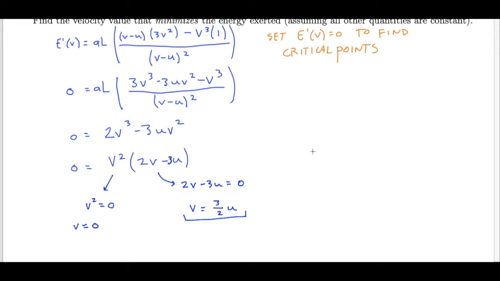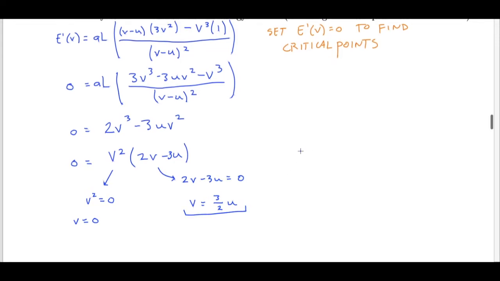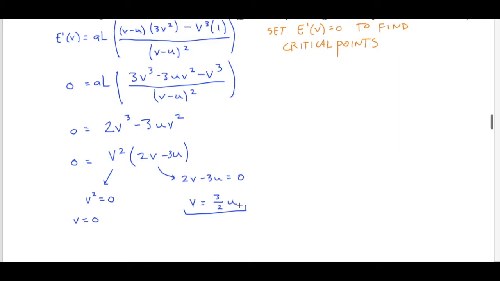And following the same procedure that we did in the previous example, I could verify the sign of the derivative on either side of this. I'm not going to do that in this particular example, but if you want to, you can test v equals 2u or v equals something to the left of 3/2 u, and verify that this does yield a minimum value.